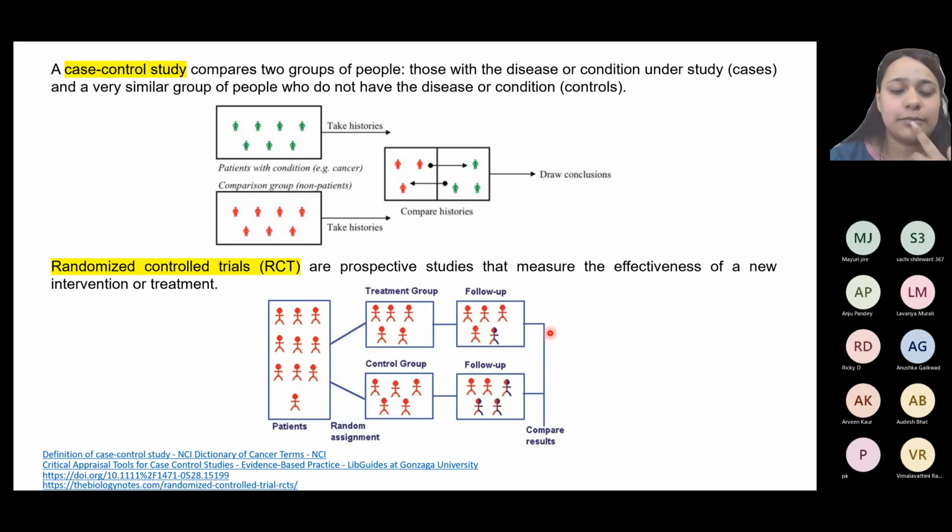Why will it help? Because sometimes the treatment might be very good for the patients, or on the contrary, the treatment might even be toxic for the patients, right? So in order to understand the effectiveness of the new intervention or treatment, these types of study designs are put through, right?